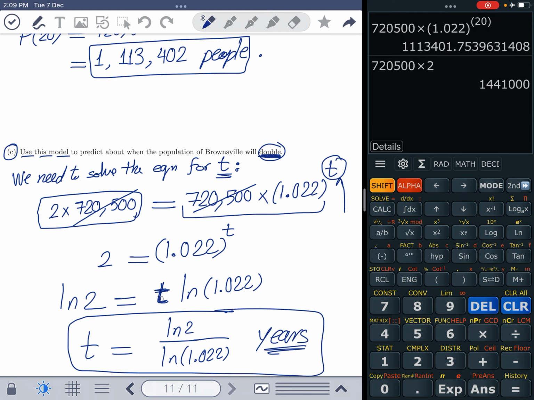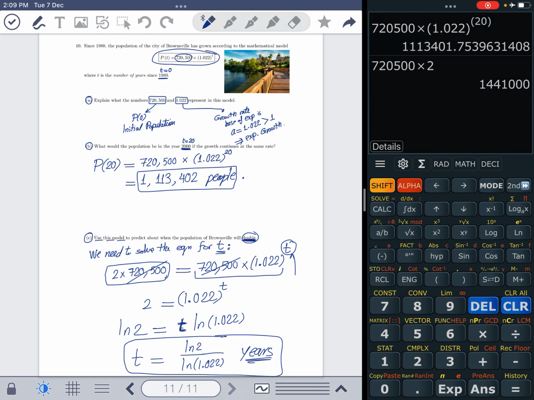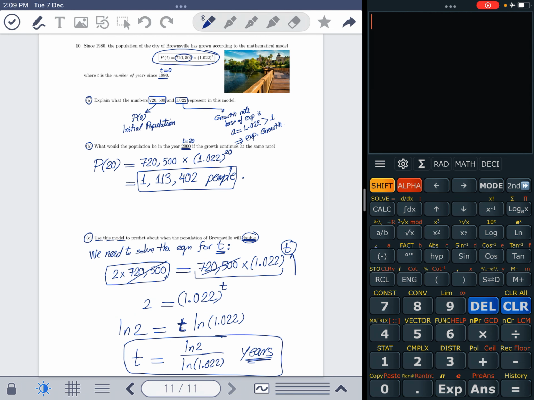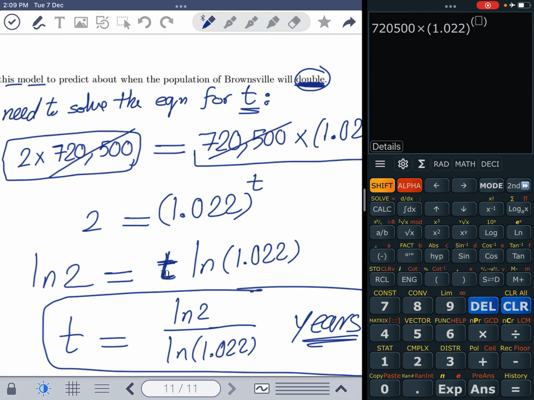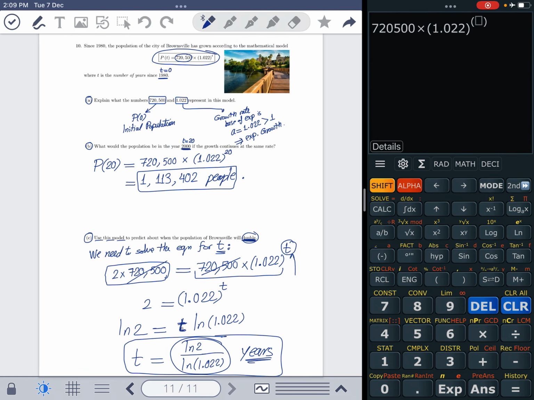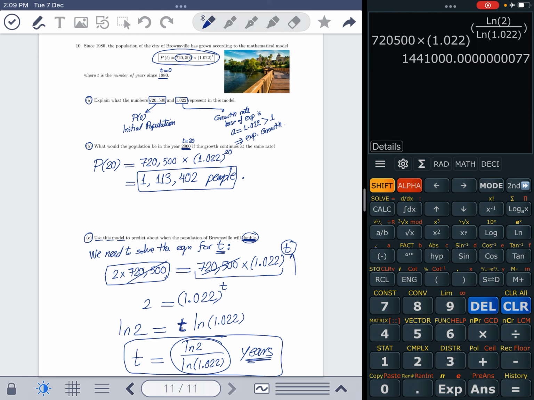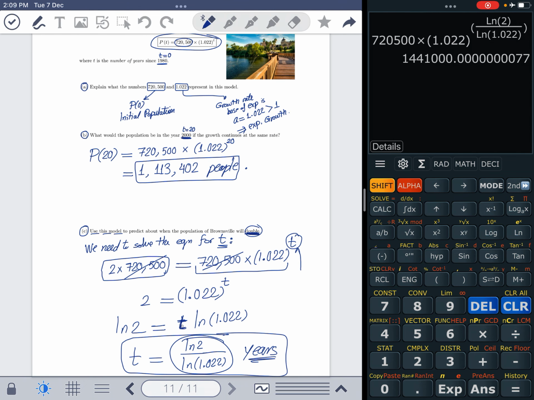We claim that after this t years, we will have the population doubling. Let's check. So we will go back to our formula. Remember, our formula is here, and we just substitute this value for t. So we'll put ln 2 over ln of 1.022, and let's see, equals 1,441,000. It is double the population, twice of the population.